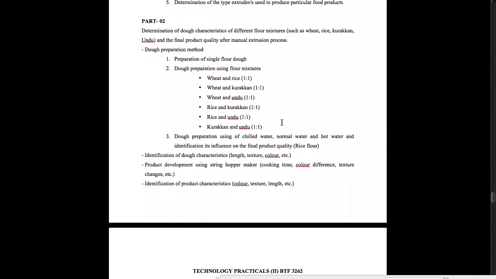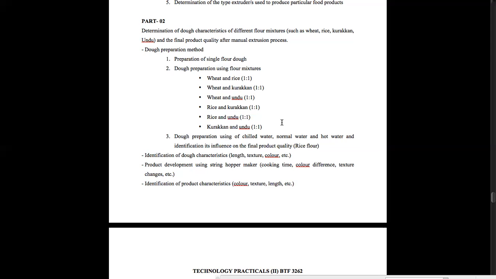This is very, very important: dough characteristics determination. Dough is a mixture of water and a type of flour or starch. We can use another liquid as a substitute for water, but basically in extruded food products we use water as the liquid. Here we are going to use different types of flour mixtures, such as wheat flour, rice flour, kurakkan flour and undu flour, and we are going to determine their dough characteristics. You know how to prepare a dough.